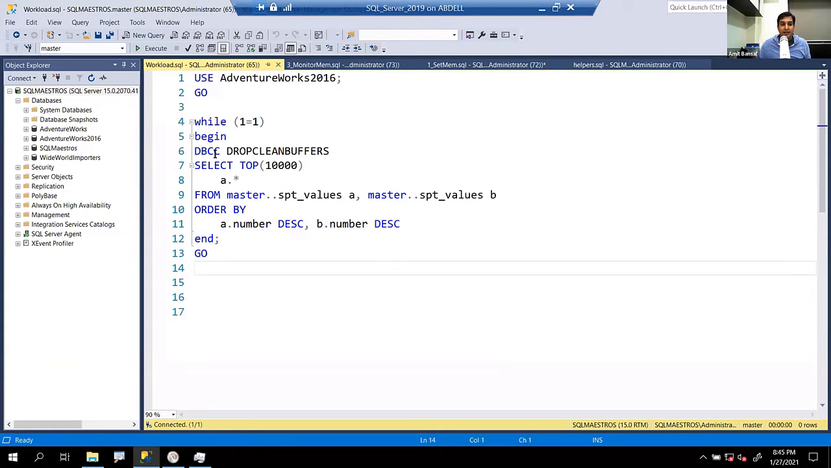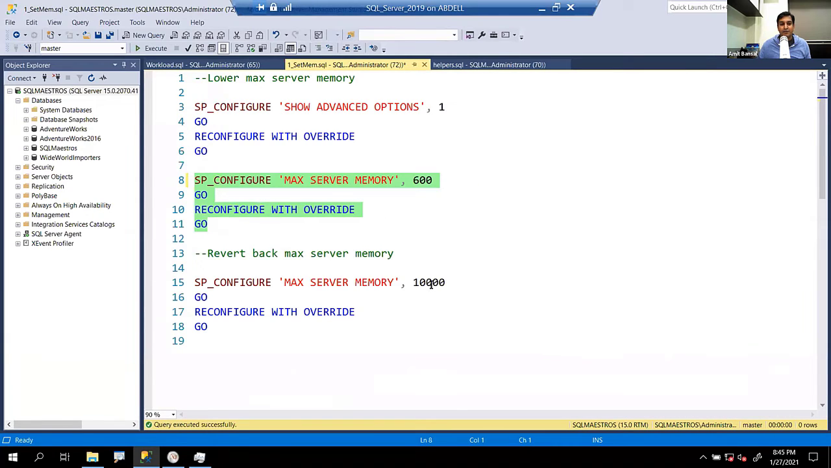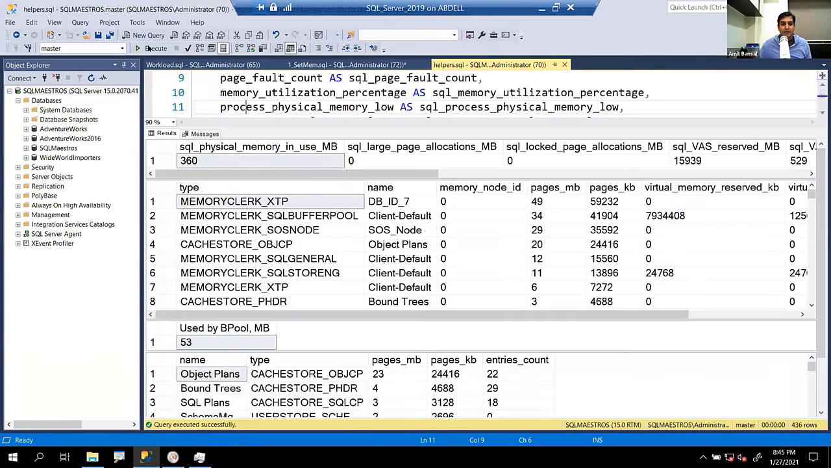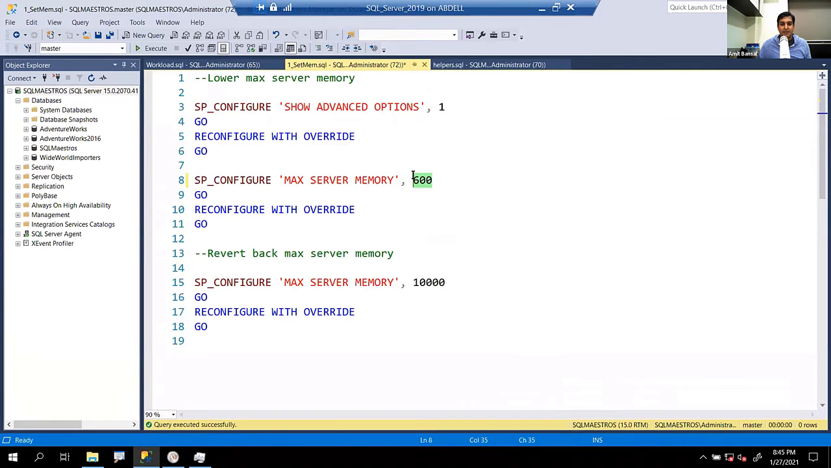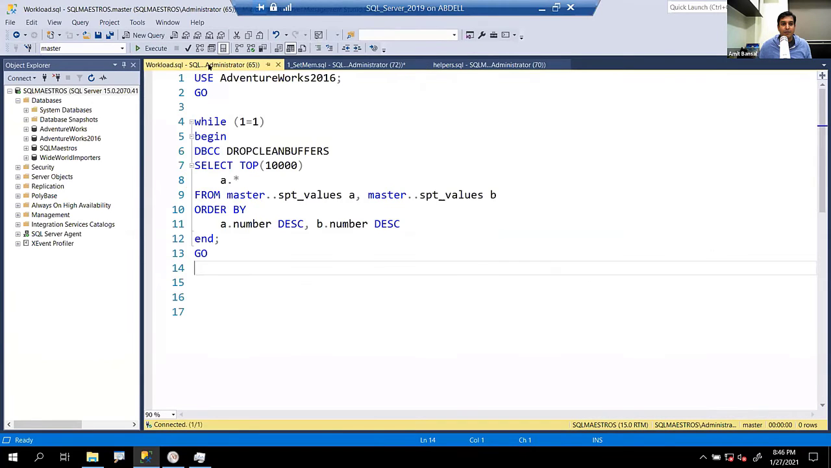For example, let's take up this workload. Let me close all of this for the time being. And what do I do? Set max memory to, what's the current memory, which is 599, which is fine. And let's put this to 1000. Let's set this up here to 1000 for the purpose of demo and hope it works.